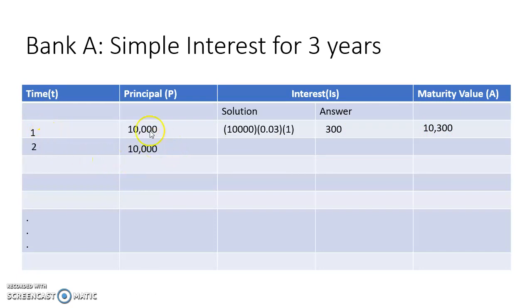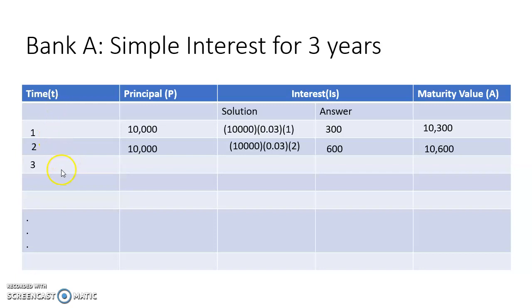After 2 years, again, the principal is 10,000. The interest would be 600. So we have 10,000 times rate 0.03. This time our time is 2. So we plug into here, 600. The maturity value is 10,600.